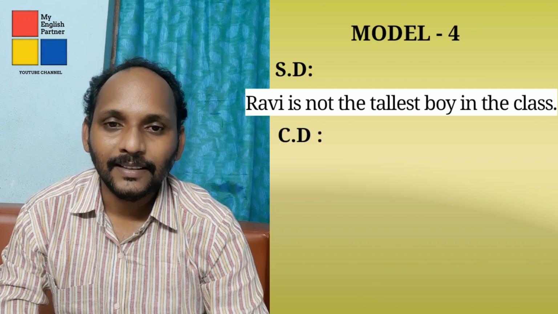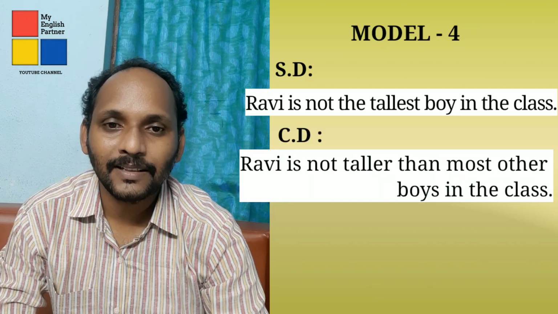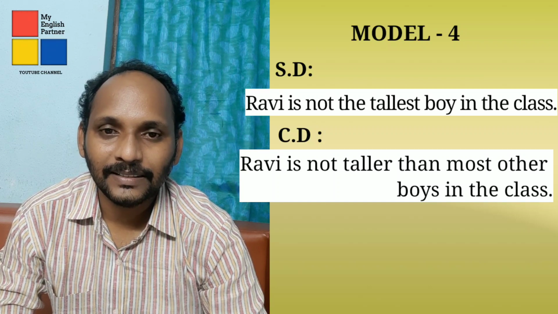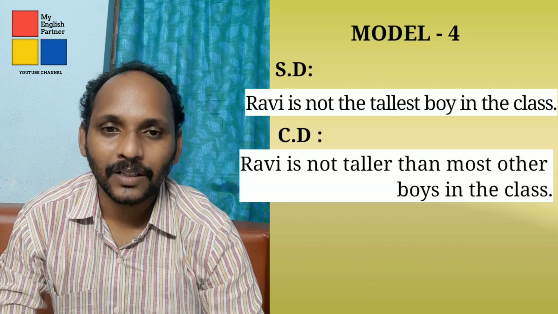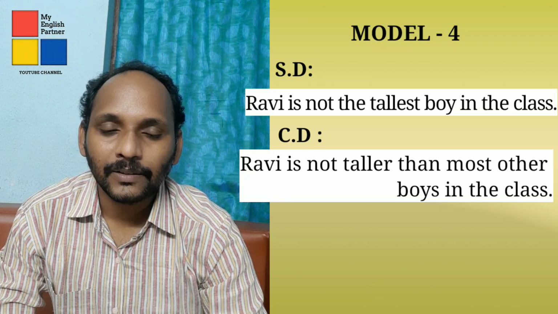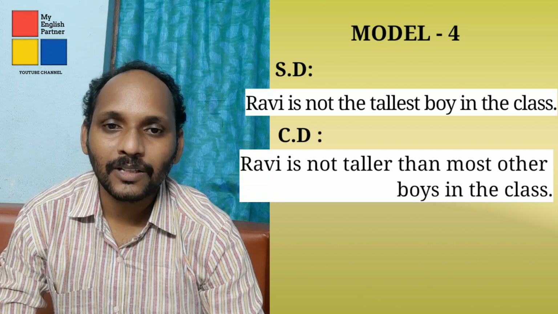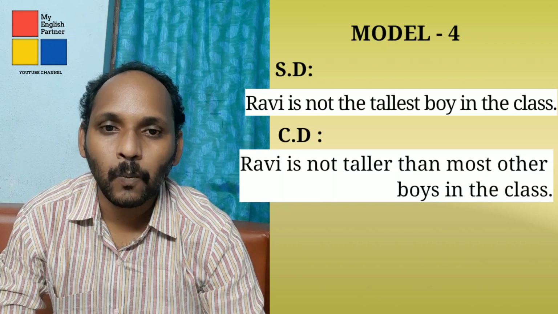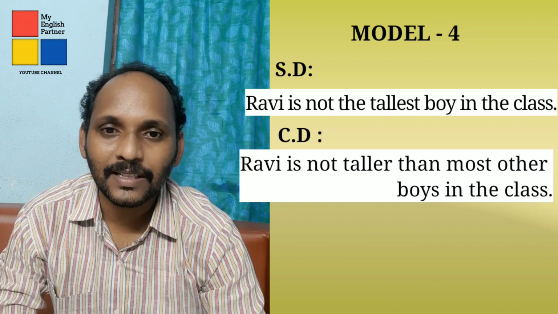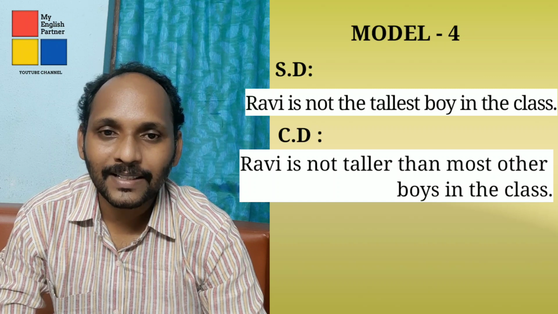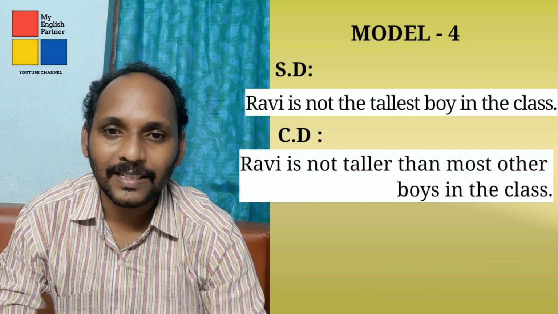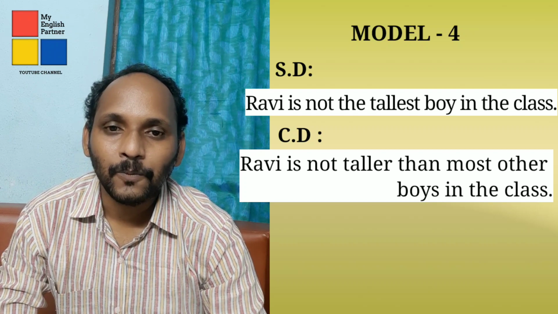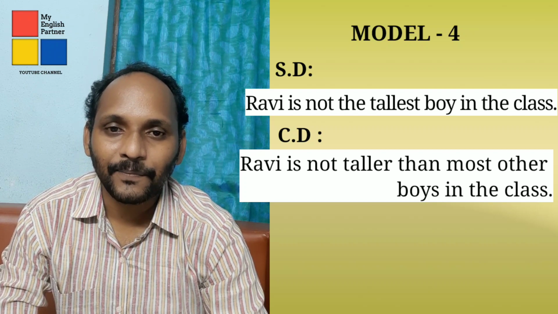In comparative degree, the sentence begins with the subject, then the verb. Here we have to use "not," then the comparative form of the adjective, "taller." Here we must use "than most other." After that, we must use the plural form of the noun, "boys." We don't have to use the singular form "boy." So, "boys in the class." The sentence is: Ravi is not taller than most other boys in the class.